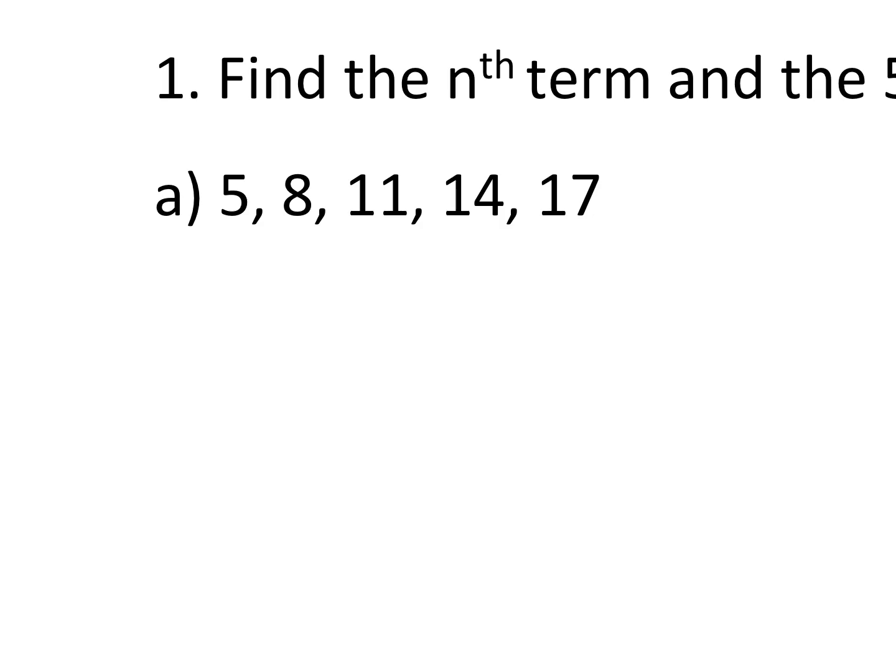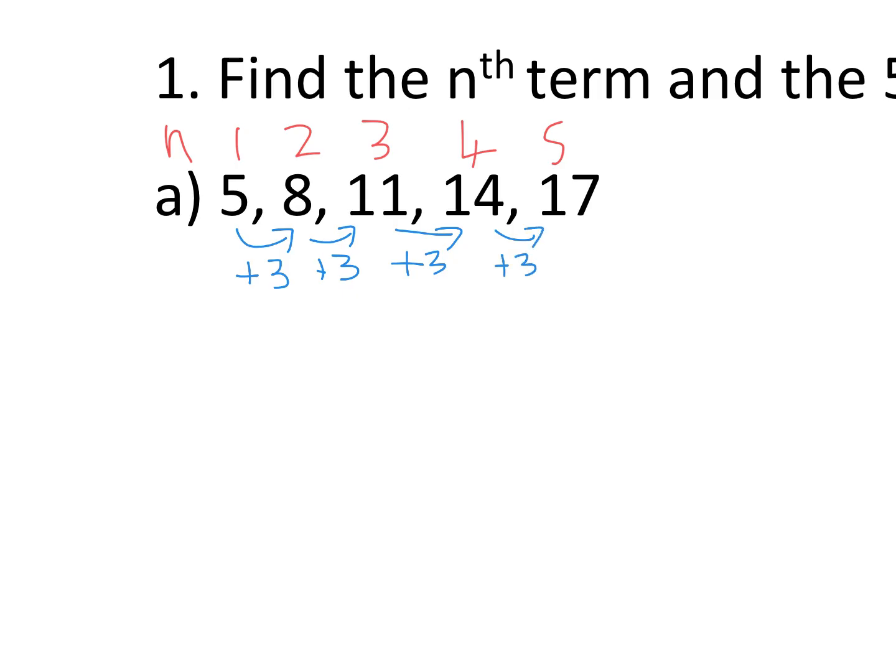I'm going to write above this n, which represents the term number. And just for clarity, you can see this goes up in threes. So the first thing you're looking at is, is it a linear sequence? Does it go up by an equal number each time? And if so, what is that number? And that's threes.